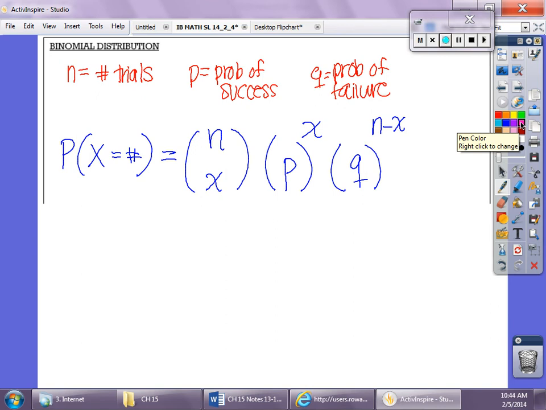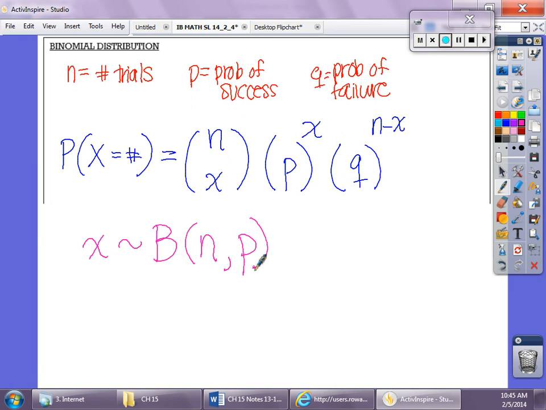A lot of times you'll see notation where we'll talk about the probability. Binomials, sometimes we'll do that x is a binomial distribution of n trials, comma, p being the probability of a success. So that notation you may see. That's how they will denote binomial.